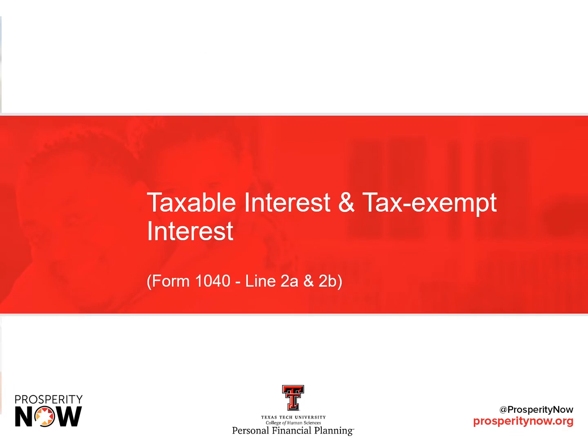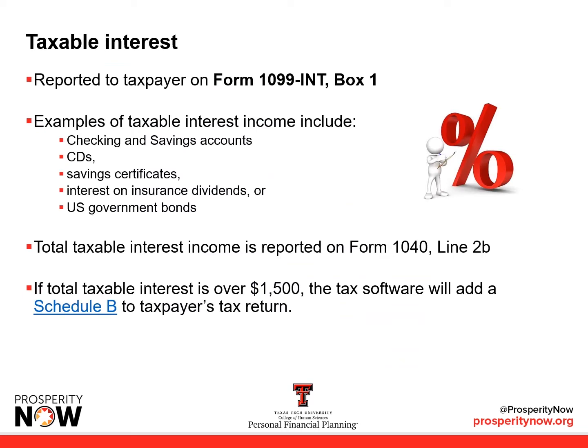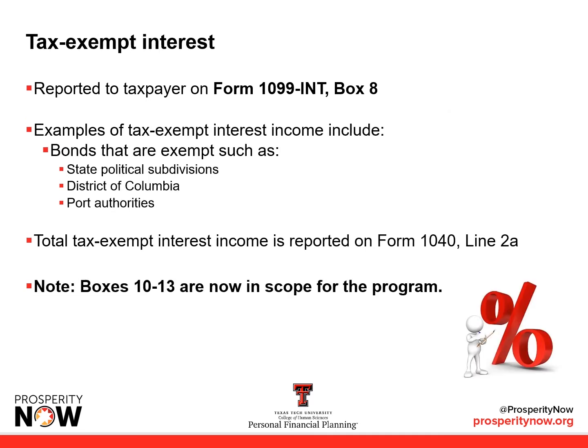Next, we'll cover taxable and tax-exempt interest. These are lines 2A and 2B on the Form 1040. Interest income is reported to the taxpayer on Form 1099-INT. Taxable interest is reported to the taxpayer on Form 1099-INT, Box 1. Total taxable interest income is reported on Form 1040, line 2B. If total taxable interest is over $1,500, the tax software will add a Schedule B to the taxpayer's tax return.